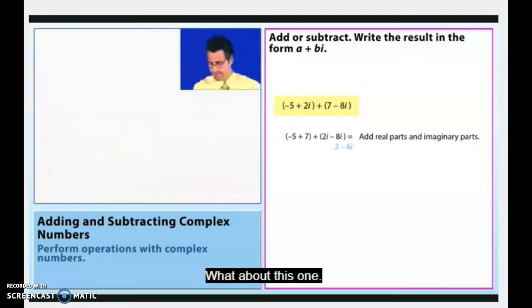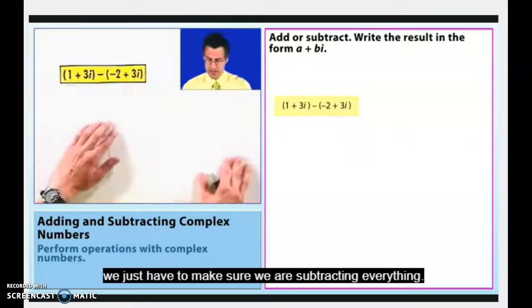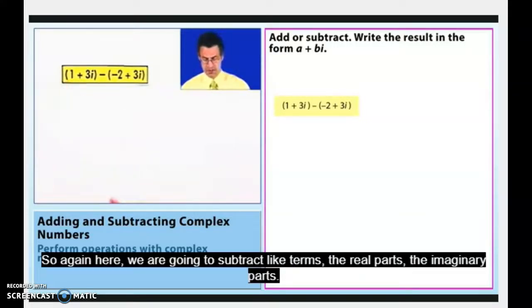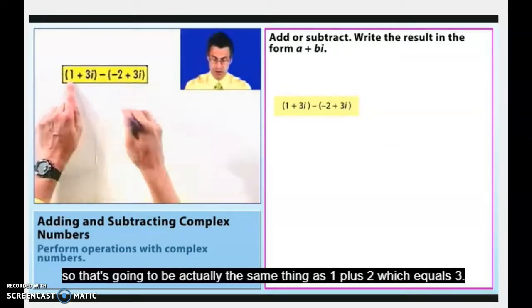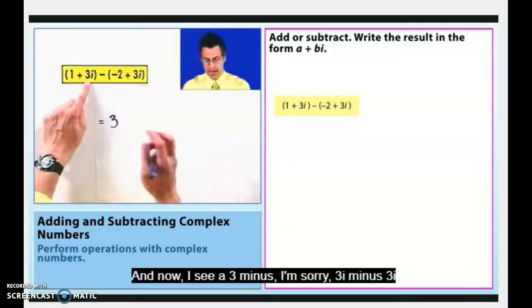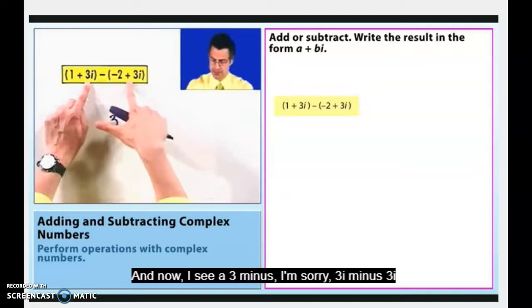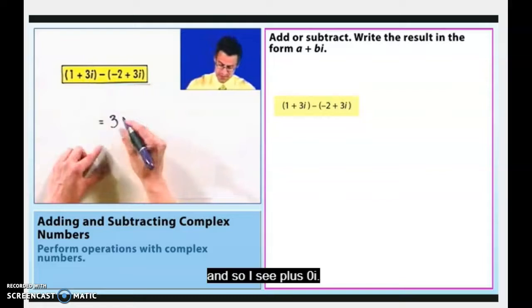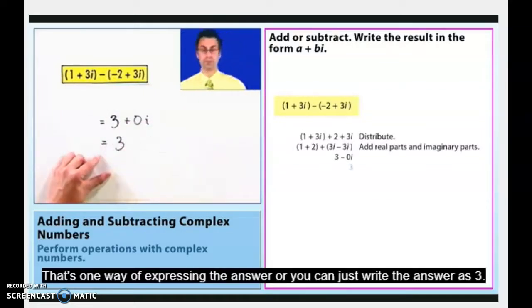What about this one? What if we want to subtract? Well, if you want to subtract, the exact same idea, we just have to make sure we're subtracting everything. So again, here we're going to subtract like terms, the real parts and the imaginary parts. Here I see a 1 minus negative 2. So that's going to be actually the same thing as 1 plus 2, which equals 3. And now I see a 3i minus 3i. So we combine those, and we see 3 minus 3 is just 0, and so I see plus 0i. That's one way of expressing the answer, or you can just write the answer as 3.